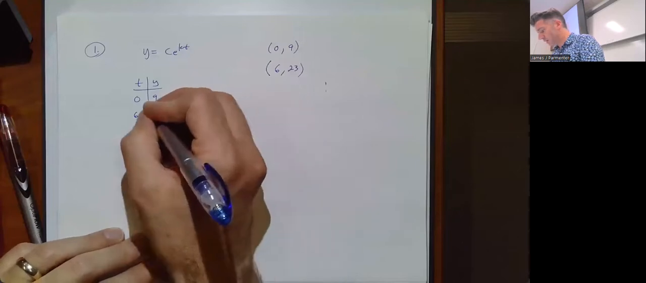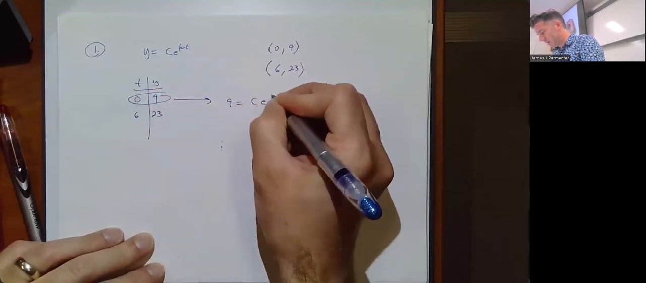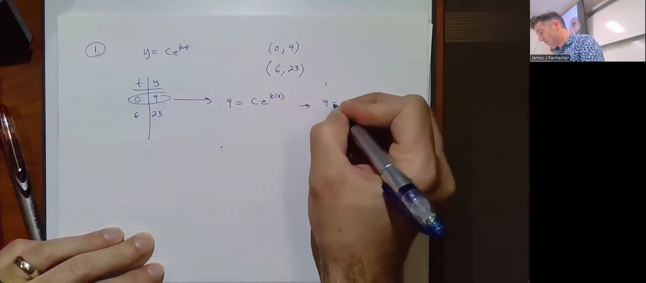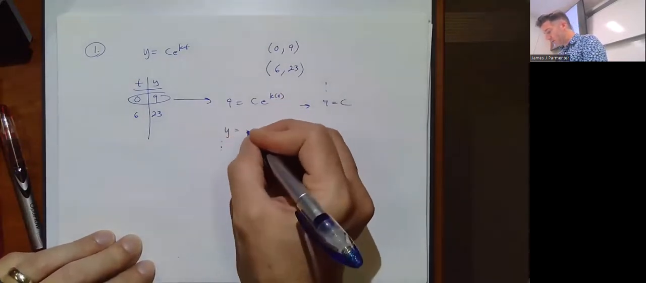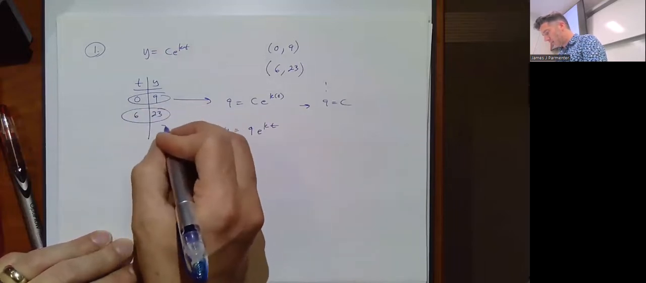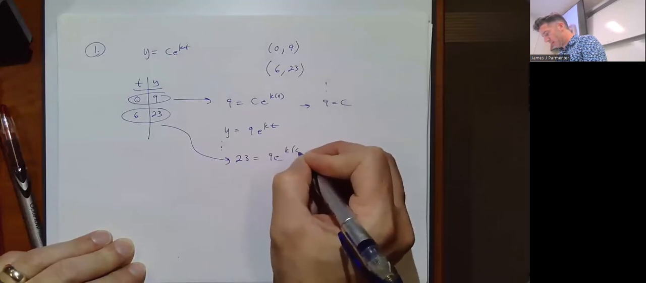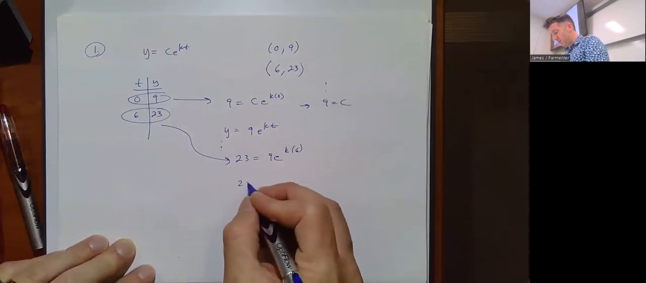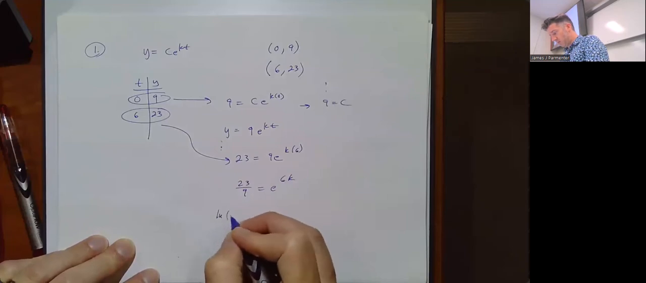But let's do it. So I plug this in. I'm going to get 9 equal to c times e to the k times 0, which is going to give us 9 equal to c. So then we have y equal to 9 e to the kt, and then we plug in the other data point, and we get 23 equal to 9 e to the k times 6. And then we solve for k. So divide both sides by 9. Take the natural log of both sides.